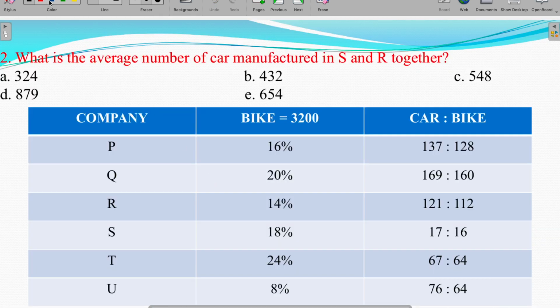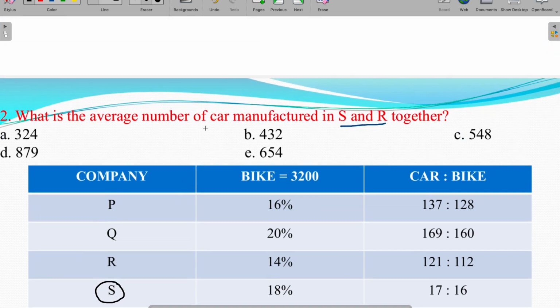See this. I need to find out the average. What is the average number of cars manufactured in S and R together? So cars in S. Already we wrote the cars in S data previously, and the same thing we can write here. So how to find out cars?